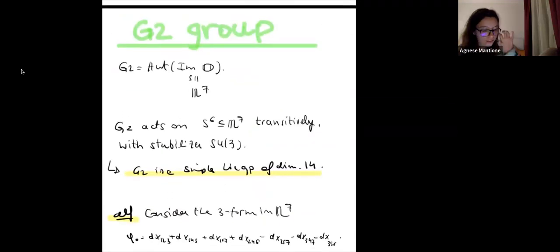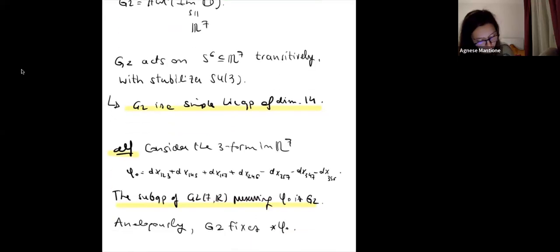Okay, so G2 is often defined as the automorphism group of the imaginary part of the octonions. And well, it can be shown that it is a simple group of dimension 14 by using the fact that it acts on the 6-dimensional sphere transitively with stabilizer SU(3). But another description of G2 is as the subgroup of the general linear group on R^7 that preserves a specific chosen 3-form, which I wrote down here. And analogously, it will also preserve the Hodge dual of this form.